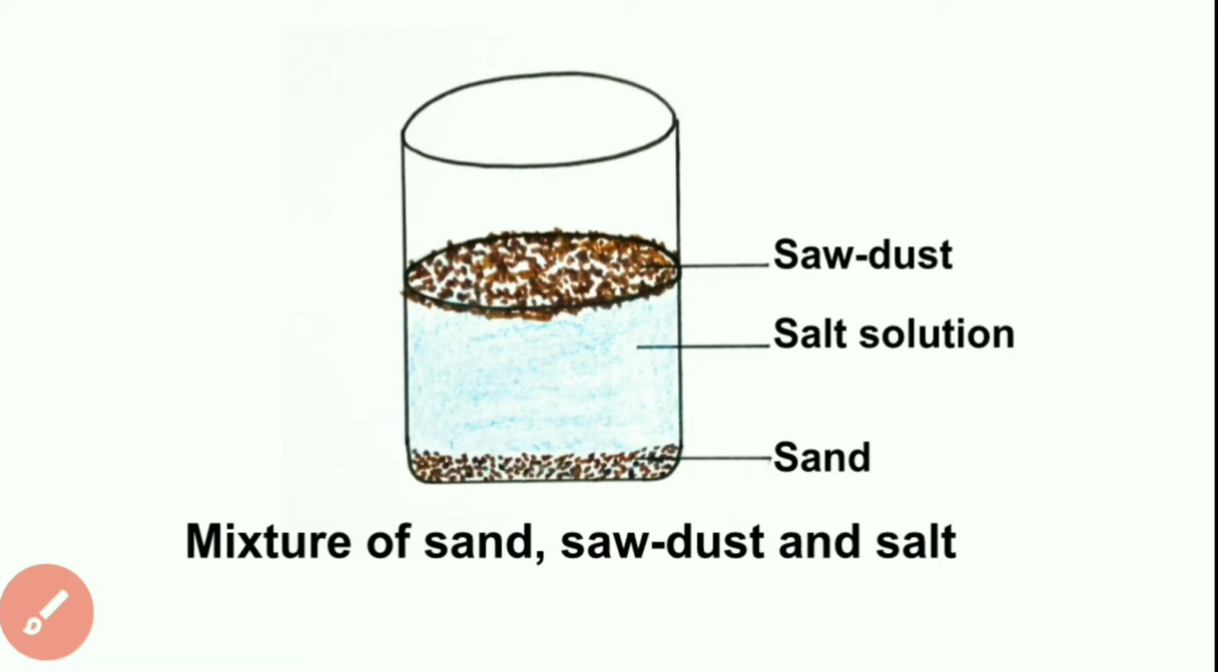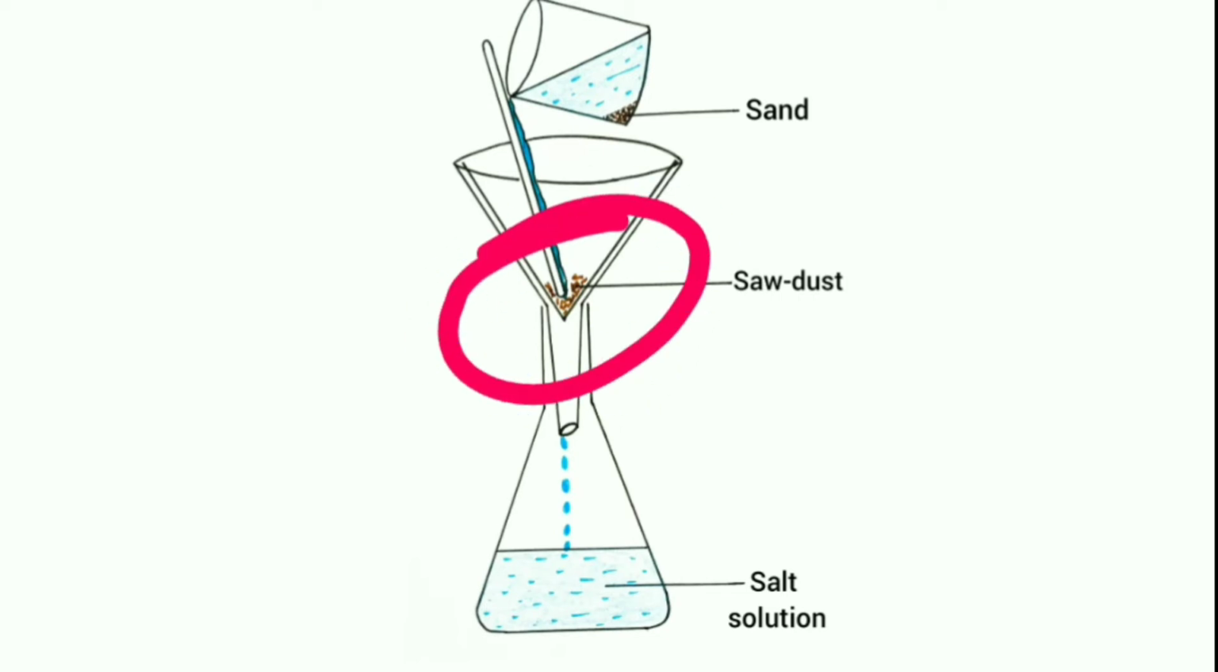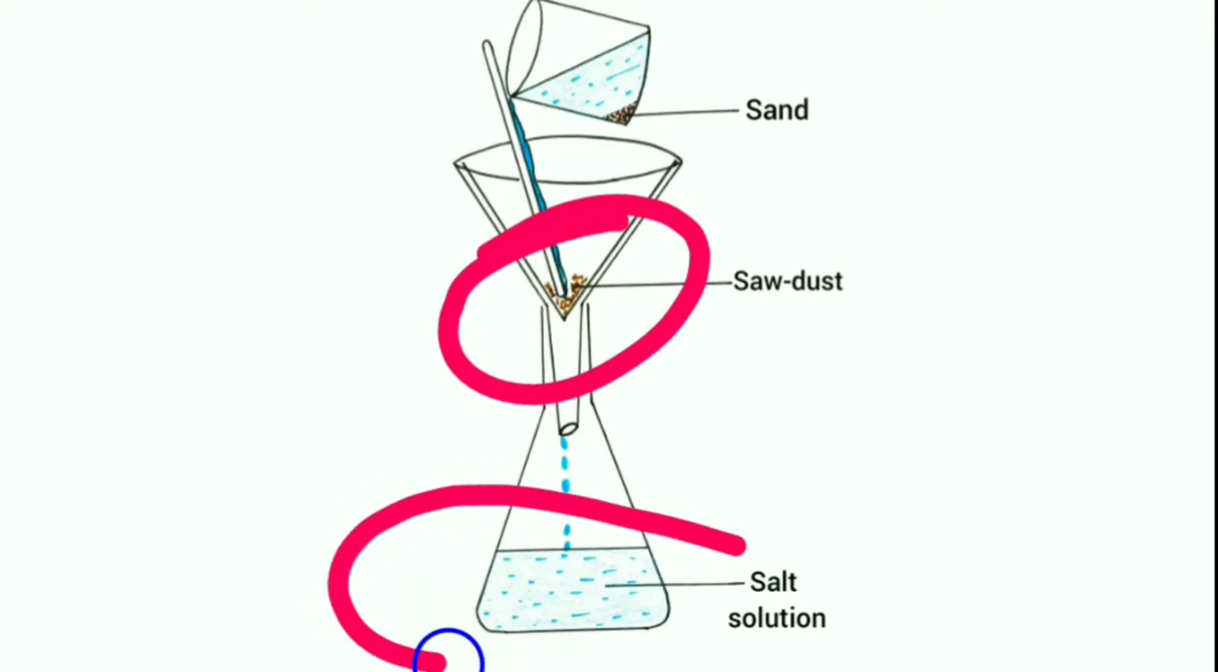Now we will take this entire solution and then we will filter it with the help of a filter paper. Now sand being heavier has already settled down in the first container at the bottom, and the mixture of sawdust and salt solution will pass through the filter paper. So sawdust will be left behind as a residue over the filter paper, while the salt solution will pass through the filter paper and will be obtained in another container.